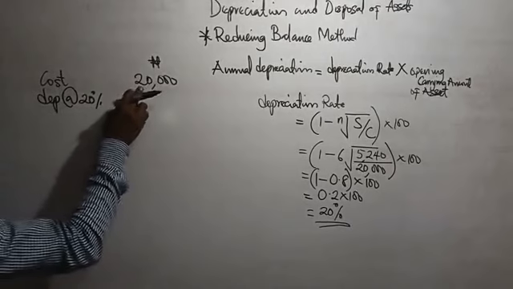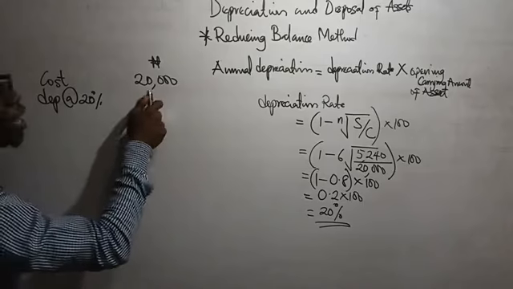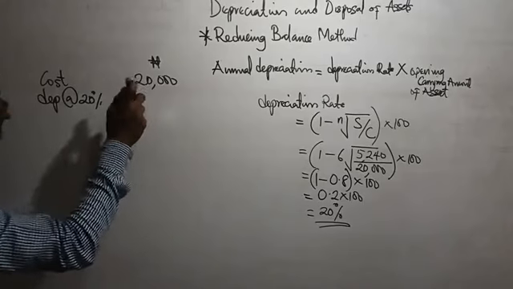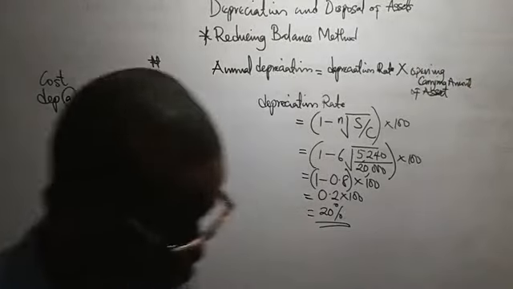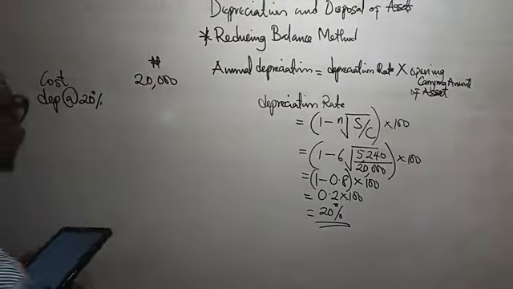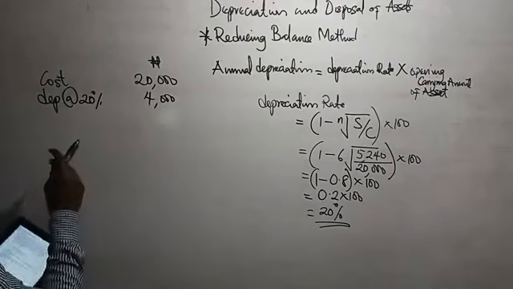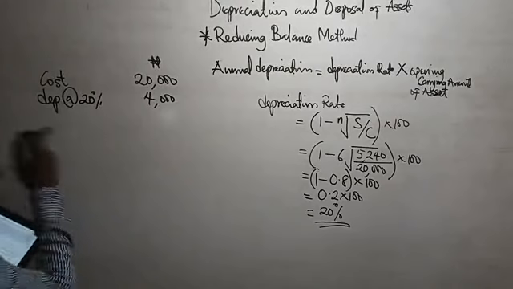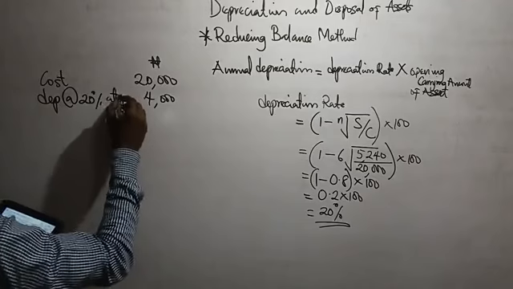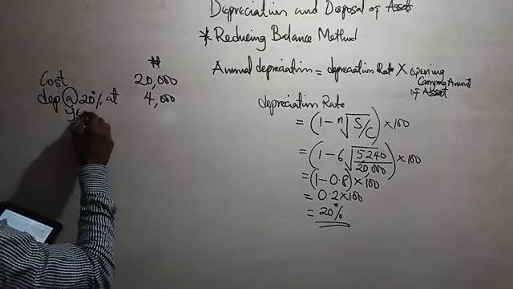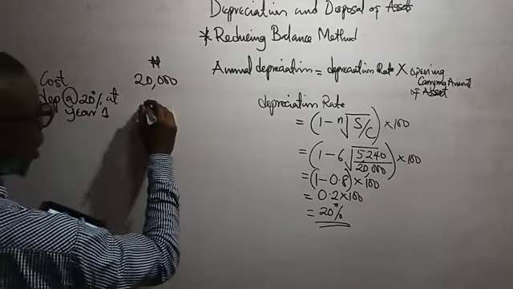So 20% of the opening balance in year one, what's the opening carrying amount? It is 20,000 naira. So 20% of 20,000 naira is what? That will give you 4,000. That means the annual depreciation at year one is 4,000. Am I communicating?